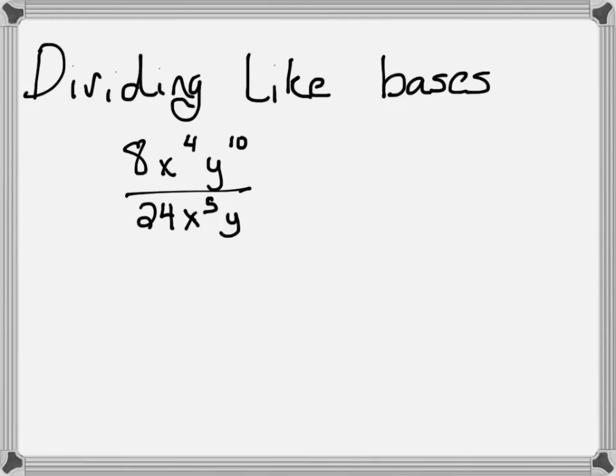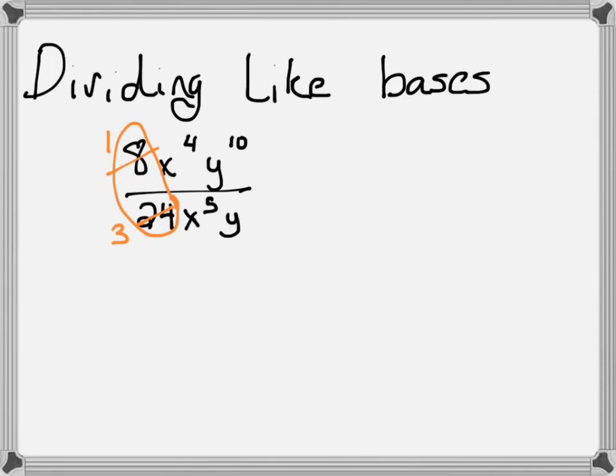Dividing exponential problems with like bases. When you are dividing, you will reduce the coefficients and subtract the exponents, but leaving the variable on the side, either numerator or denominator, that has the highest power. And so we're going to first look at the coefficients. What number divides into 8 and 24 evenly? Well, they're both divisible by 8. So 8 divided by 8 is 1. 24 divided by 8 is 3.